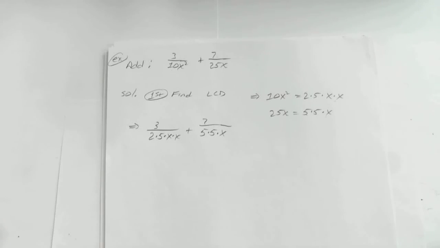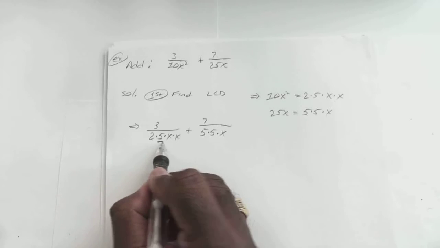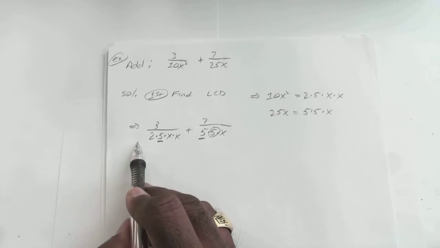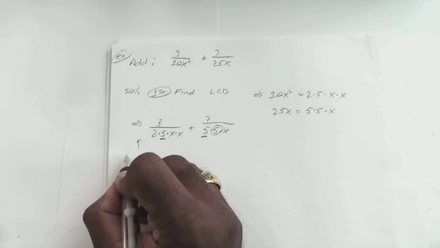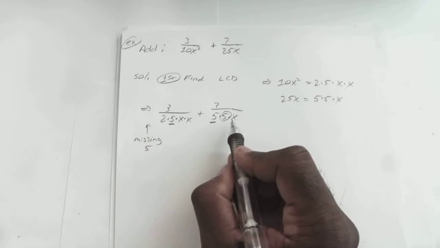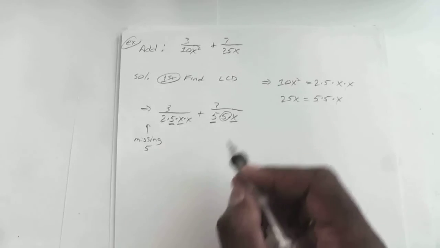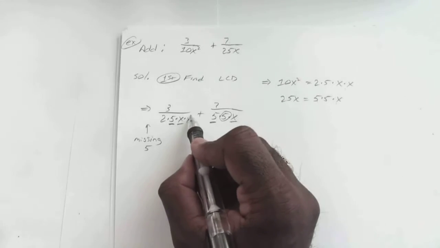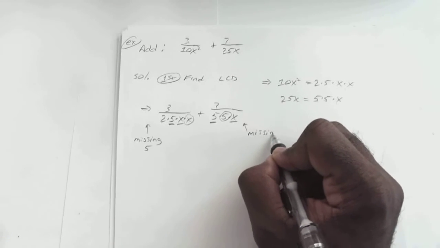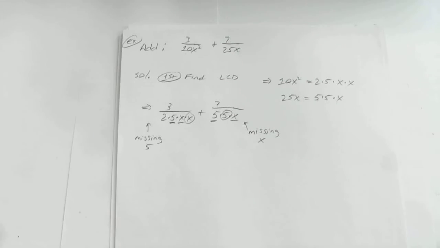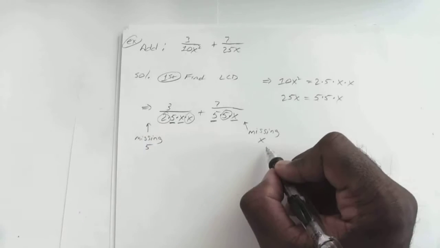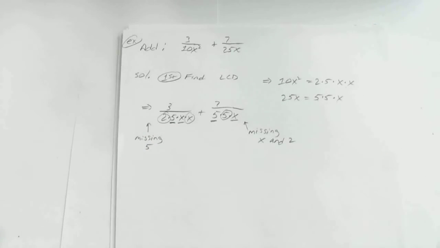And now we match up to get our least common denominator. So we have a 5 here, we have a 5 there. We have a second 5 over here, but we don't have a second 5 over there. So we know it's missing a 5. We have an x here, we have an x there. We have a second x here, but we don't have a second x here. So this one's missing an x. Okay, so we have a 2 over here, but we don't have a 2 over there. So this one's missing an x and a 2.